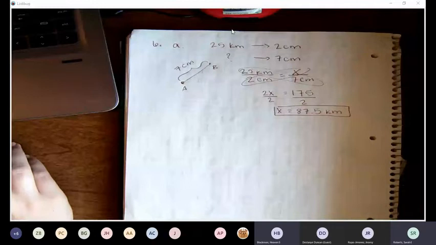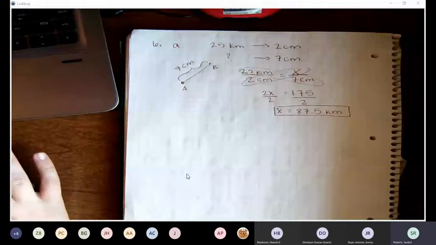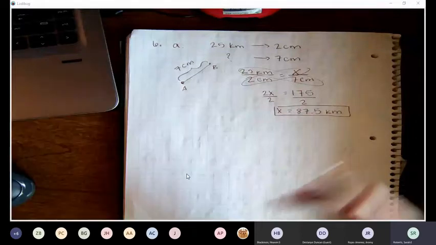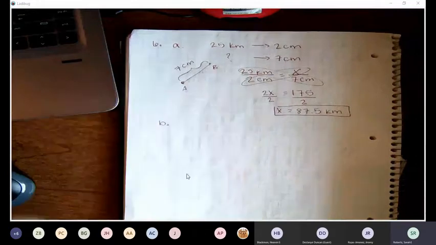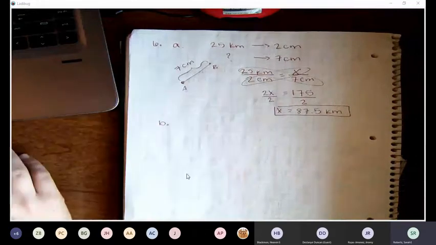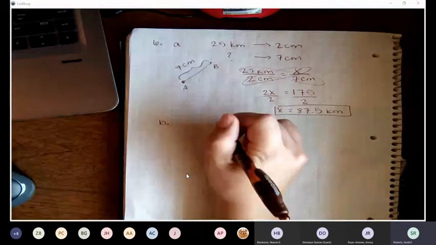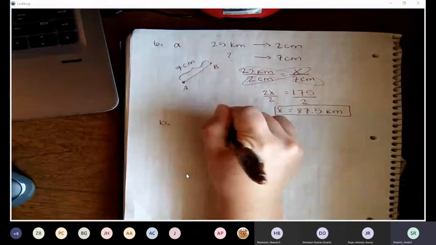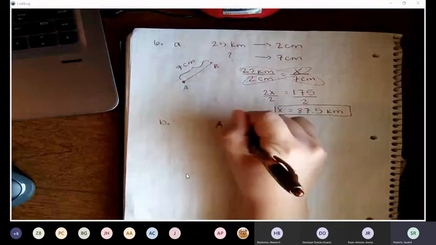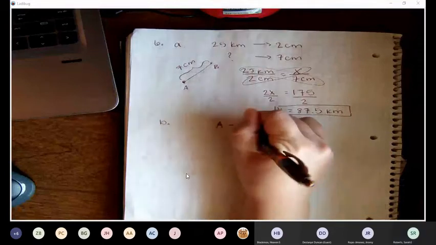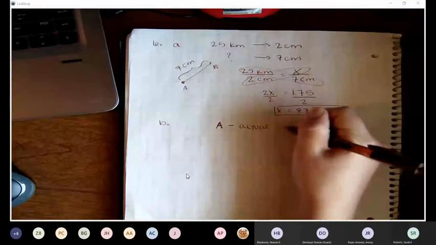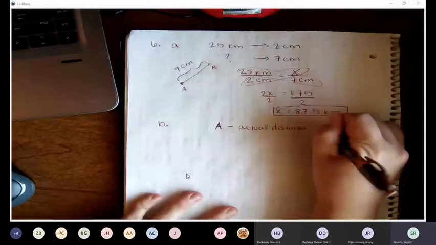No questions? Okay, so part B says, how can the actual distance be expressed as a function of the distance on the map? So now we're coming up with a general function that describes this whole thing. So we want, how can the actual distance, so I'm going to label this as A for actual distance. And I'm going to have M as my distance on the map.